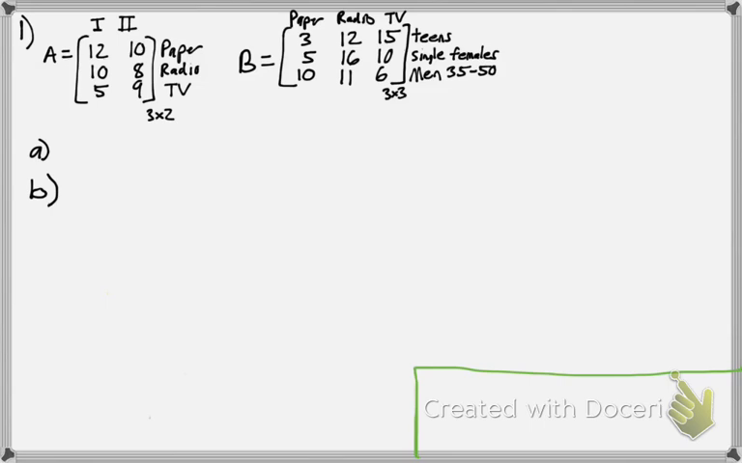So here, part A says, does AB or BA give the matrix that represents the cost of ads for each target group in each market? We cannot multiply A times B because the inner dimensions do not match. If we take B times A, though, then it would be a 3 and a 3, and they would match.